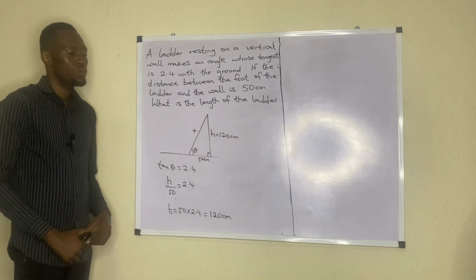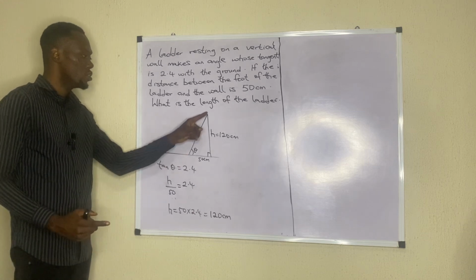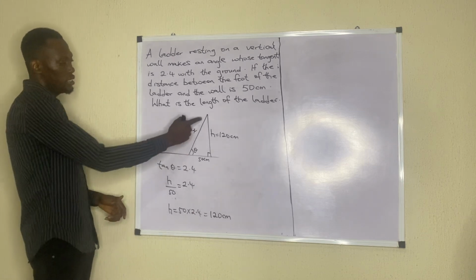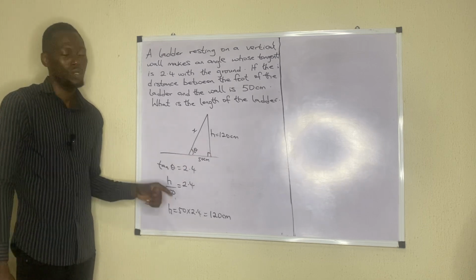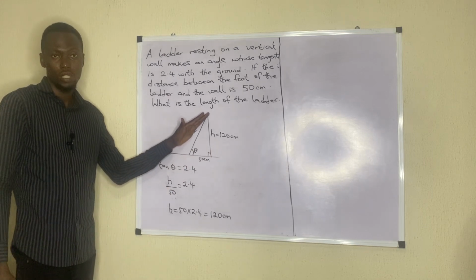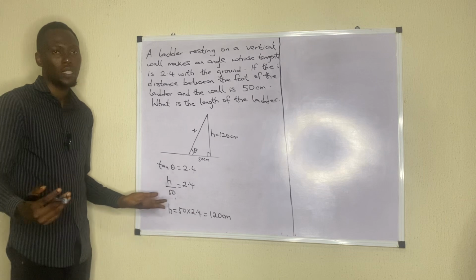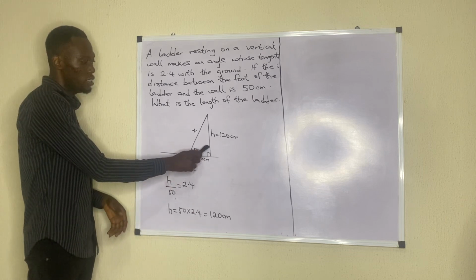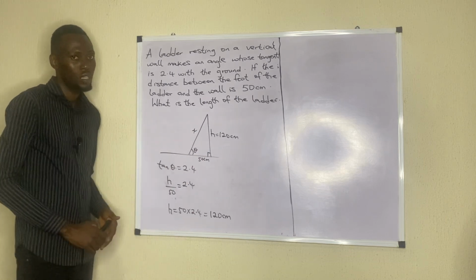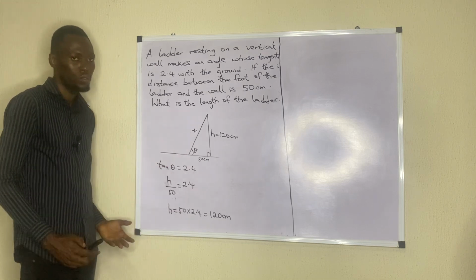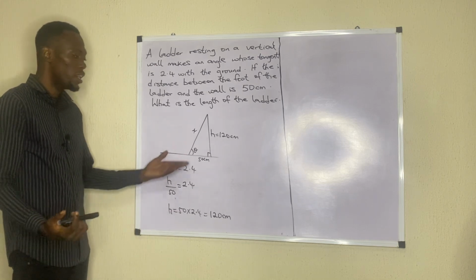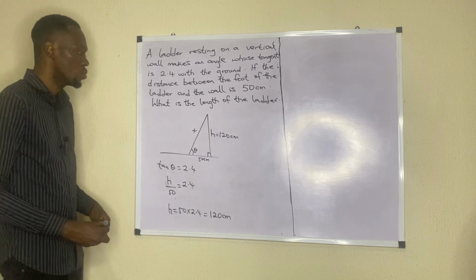And if you notice, what they said we should look for is the length of the ladder. Take a look at this. This is a right angle triangle, right? We know the adjacent, we know the opposite. We just need to get the length of the ladder, which is the hypotenuse. What Pythagoras theorem says is that in a right angle triangle, the square of the hypotenuse is equal to the sum of the squares of the other two sides. So let's just apply Pythagoras to solve this particular question.